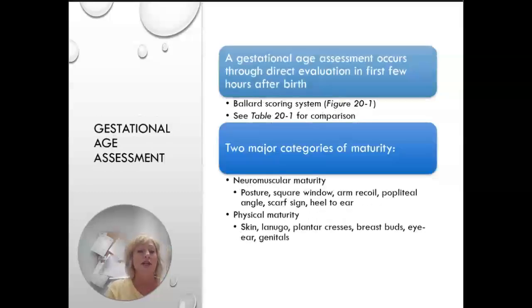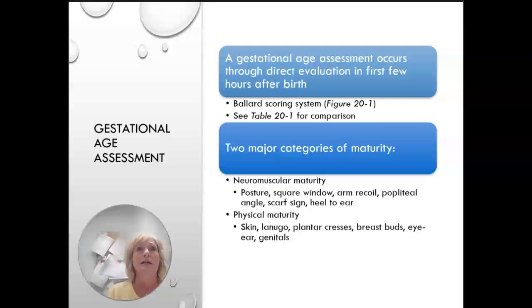Okay, so gestational age assessment. Gestational age assessment is usually that evaluation in the first few hours after birth. Remember we talked about as soon as the baby's born, we're going to worry about respiratory, thermoregulation, blood sugar, cardiovascular status, all of those kinds of things. But once the baby's born, we need to establish where their gestational age is.